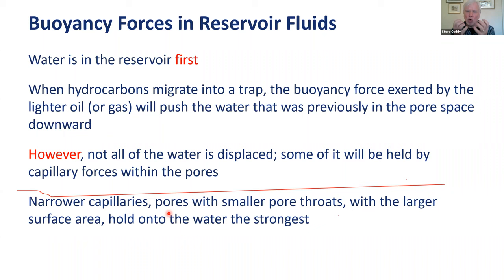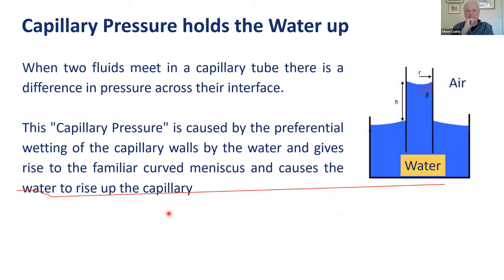Let me remind you of these things you probably saw when you were at school. You've got a capillary tube, right? And the water moves up the capillary and gives you this classic shape, the meniscus. So it is caused, obviously, by the preferential wetting of the tube, dragging up the water, okay? Or alternatively, if you put the water there, it would hold it there and it'd be immobile.